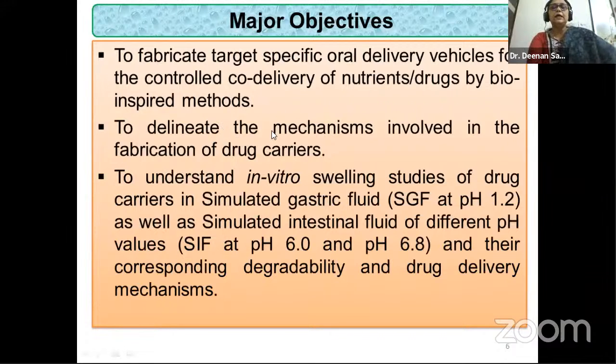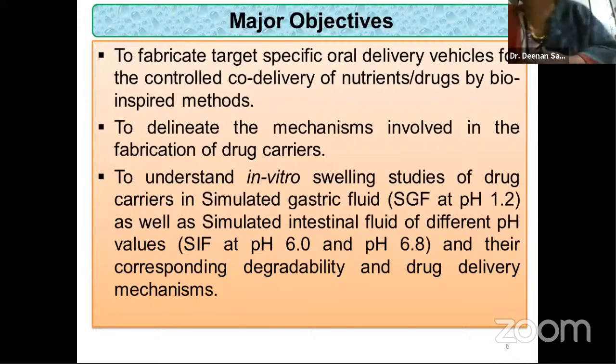Another objective is to delineate the mechanisms involved in the fabrication of drug carriers, and to understand the in vitro swelling studies of the carriers in simulated gastric fluid as well as simulated intestinal fluid at different pHs. You know that the pH varies from around pH 1 in the stomach to pH 7. So we have to design the in vitro experiment. These are all the targets.